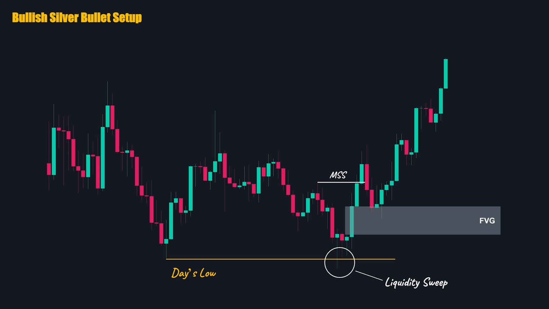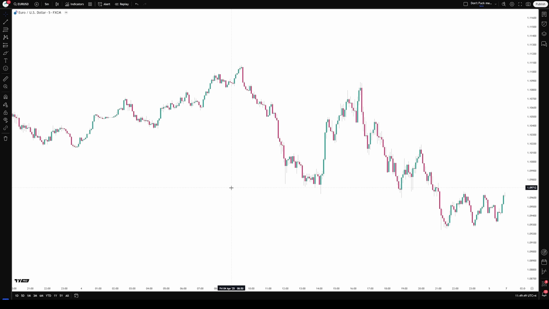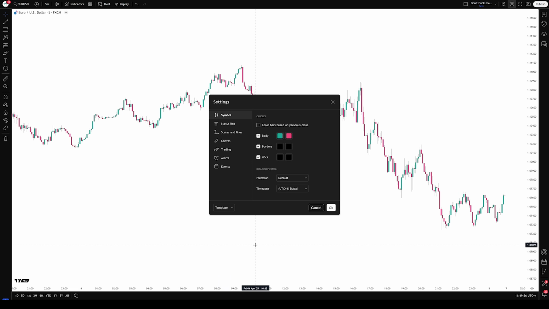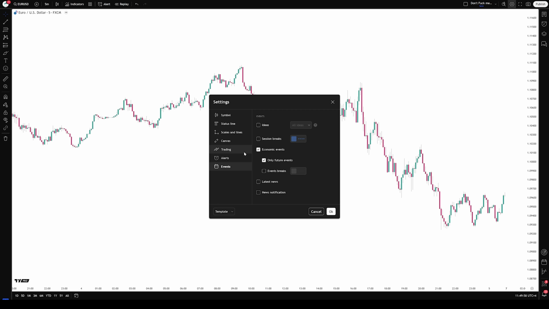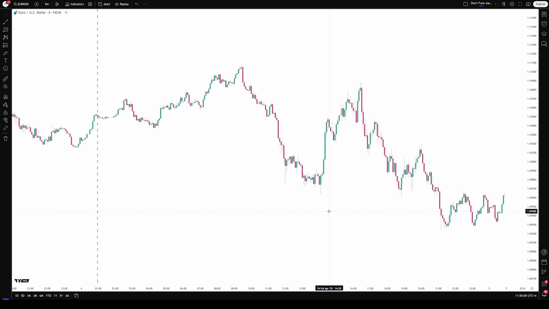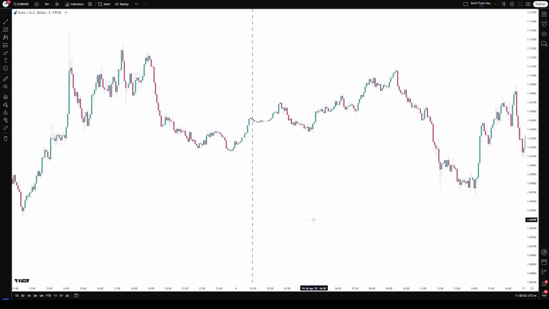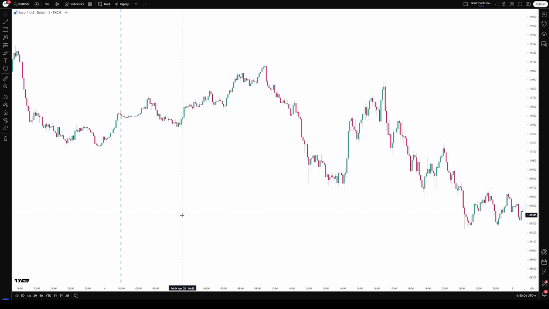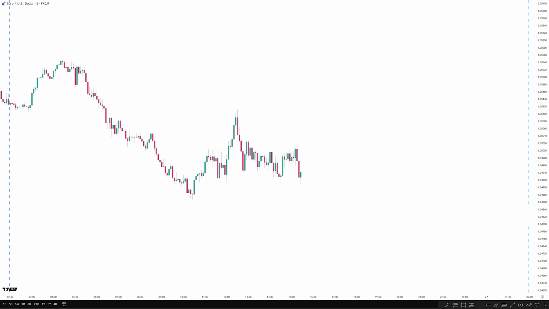To trade the silver bullet, open any chart on TradingView and set the time frame to 5 minutes. Right-click anywhere on the chart and select Settings. From the Events tab, select Session Breaks. Vertical lines dividing each day will now appear on the chart. Here we have the euro-dollar on the 5-minute chart.